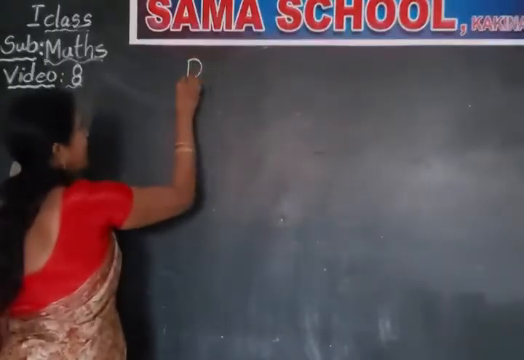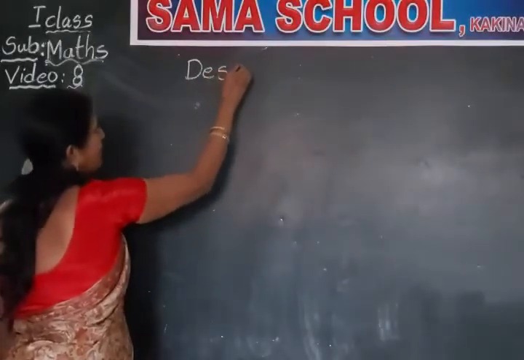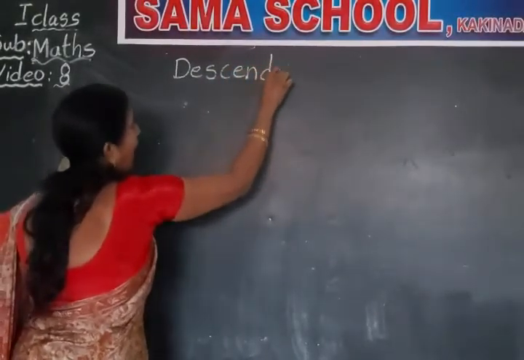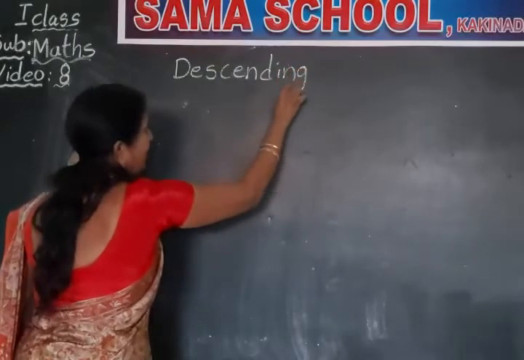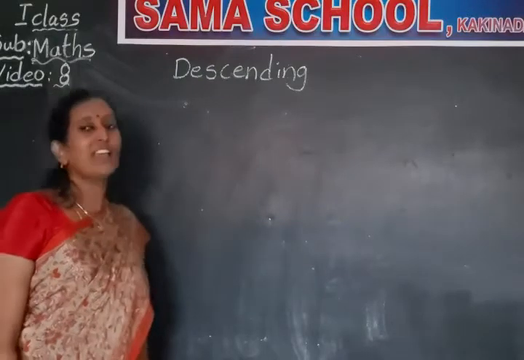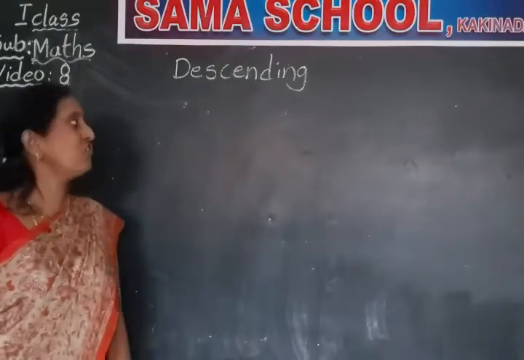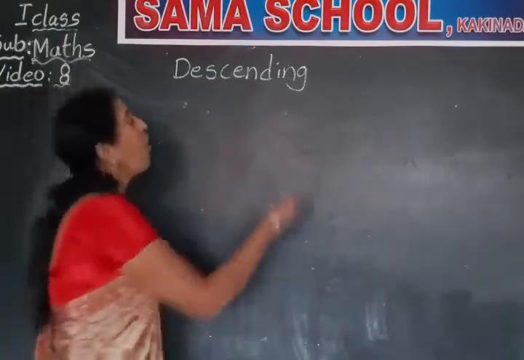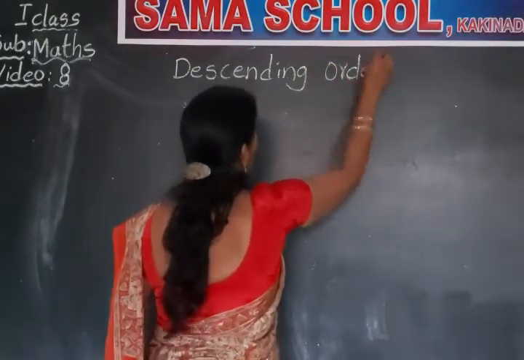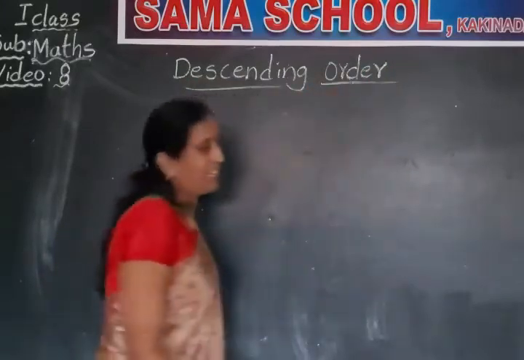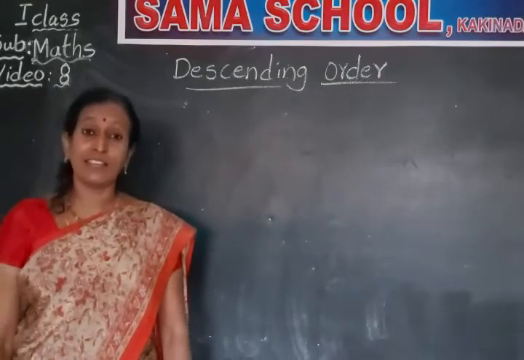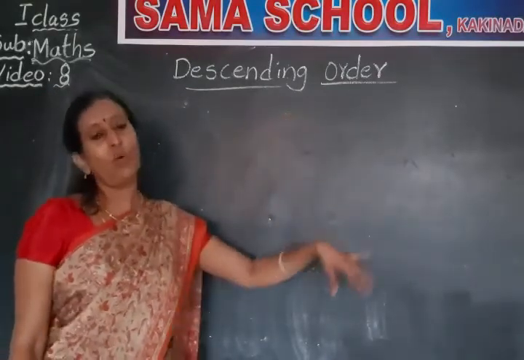Descending. D-E-S-C-E-N-D-I-N-G, descending. Say again. D-E-S-C-E-N-D-I-N-G, descending order. O-R-D-E-R, descending order. Descending order means we arrange the numbers from biggest to smallest.